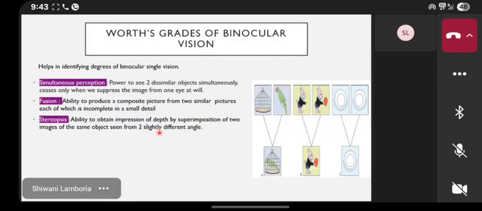Then the Worth's classification of binocular vision helps in identifying degrees of binocular single vision. First is simultaneous perception. It is the power to see two dissimilar objects simultaneously, and it sees this only when we suppress the image from one eye at our own will. Then fusion is the ability to produce a composite picture from two similar pictures, each of which is incomplete in some small detail. Then stereopsis. It is the ability to obtain an impression of depth by superimposition of the two images of the same object when seen from two slightly different angles.